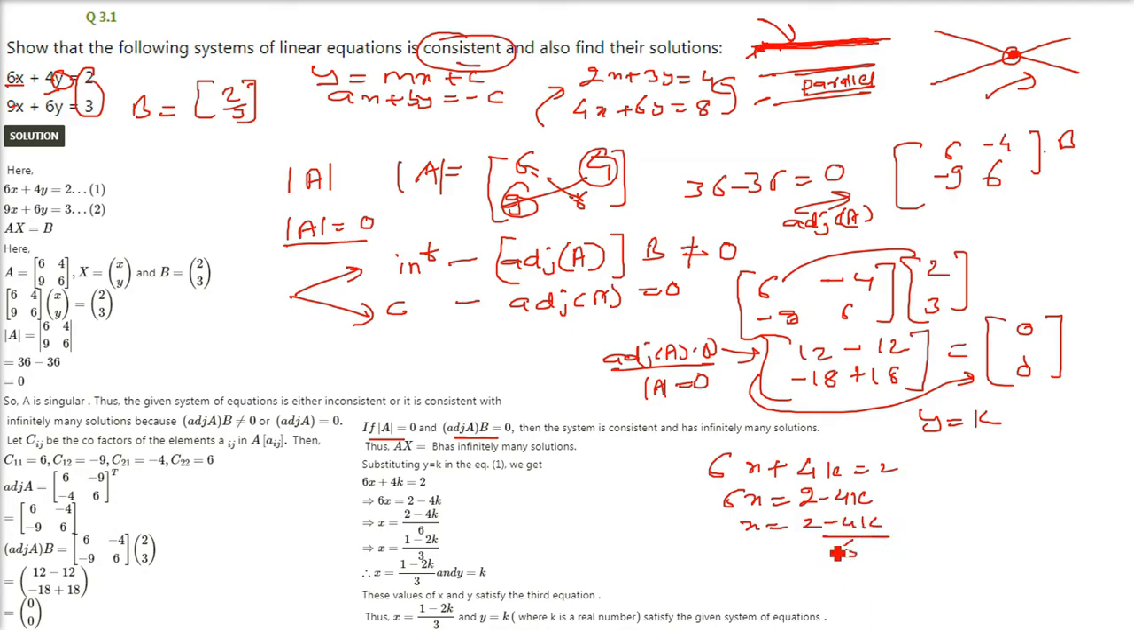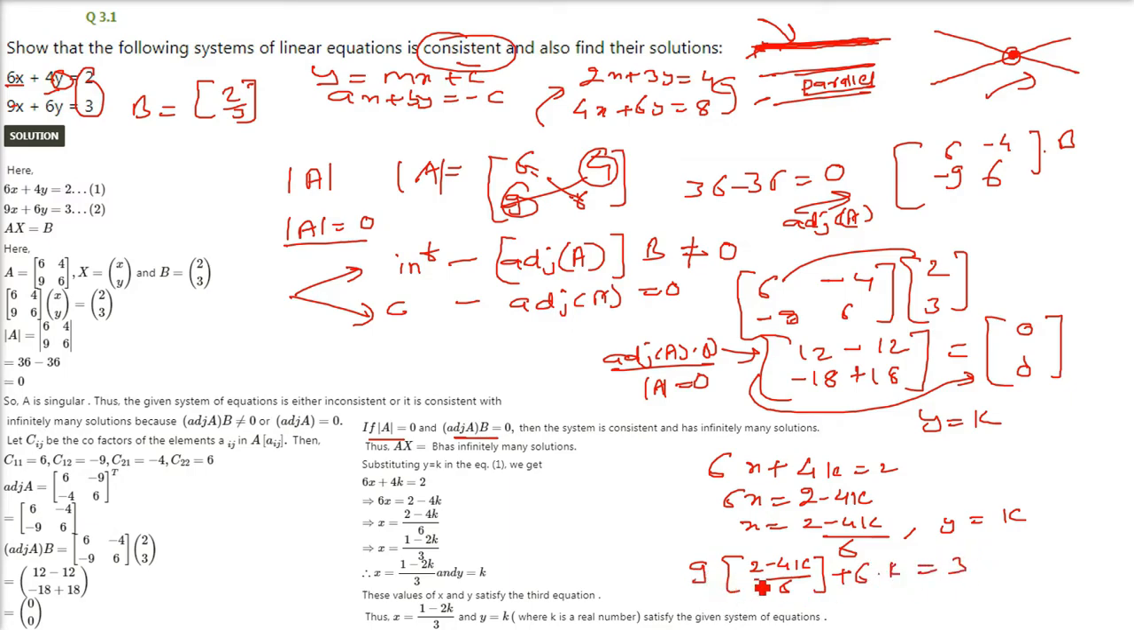So you have a value of x, value of y, but they both are dependent on k, and you can take any value of k. That is why you are getting infinitely many solutions. But you have to check one more thing for the examiner to see. Put this x and y in this 9x plus 6y equals 3. I am putting it. So 9 into (2 minus 4k) divided by 6 plus 6 into k equals 3.